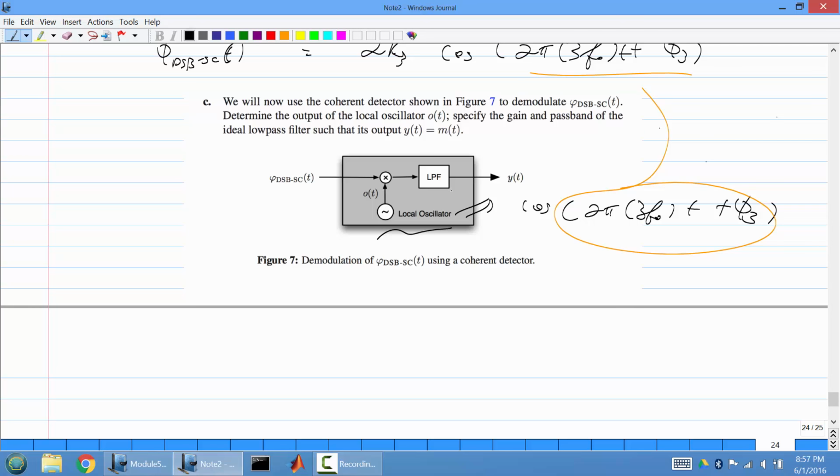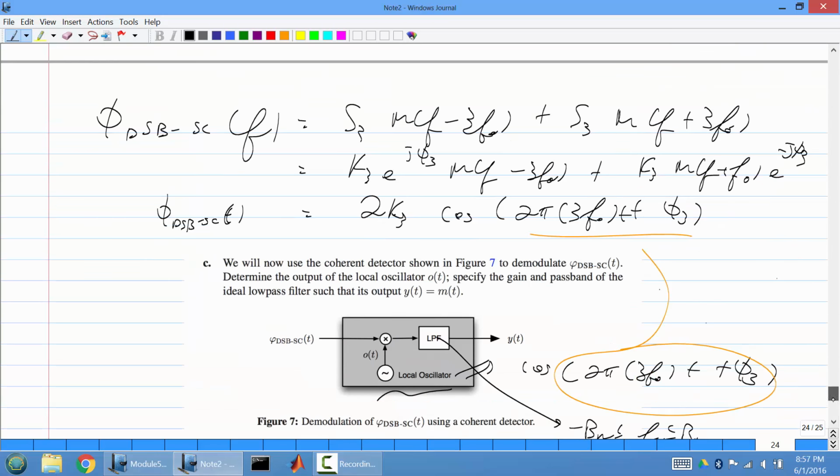And then the low-pass filter is very easy. All you have to do is make it centered between minus B of M and B of M. Then you multiply by a gain to get the original message back. That's actually pretty simple.